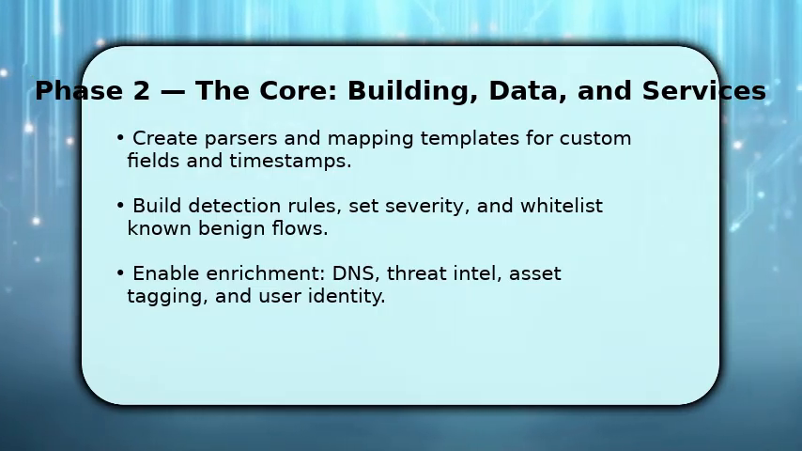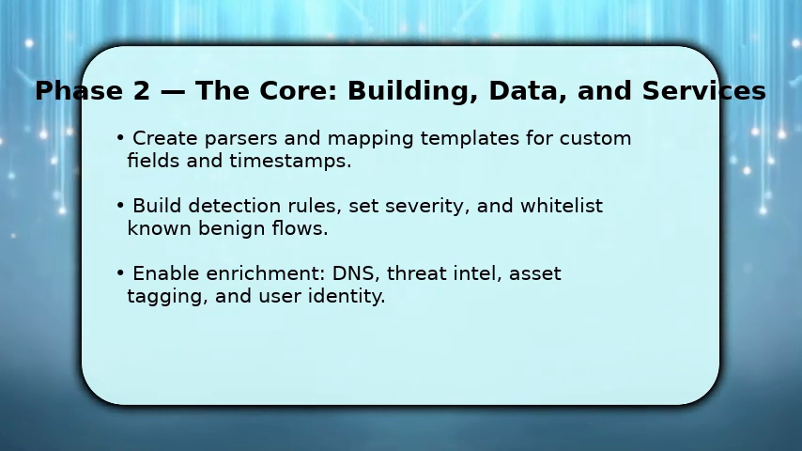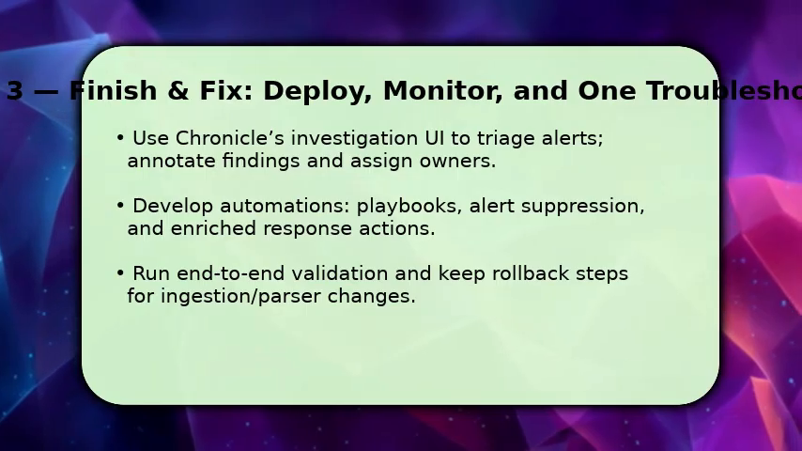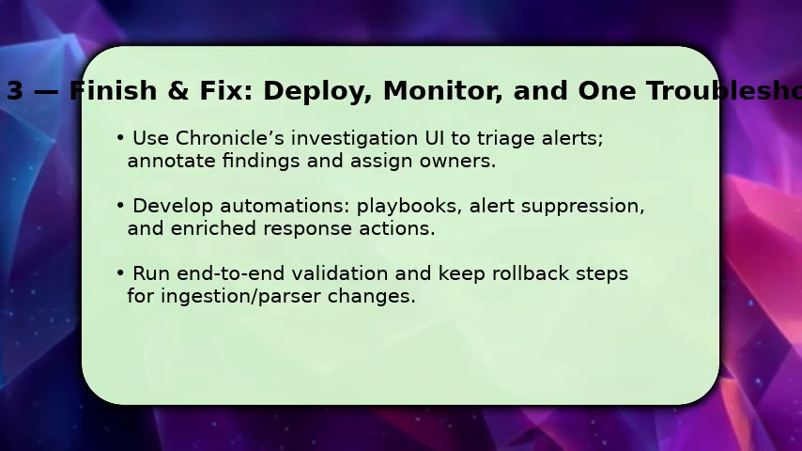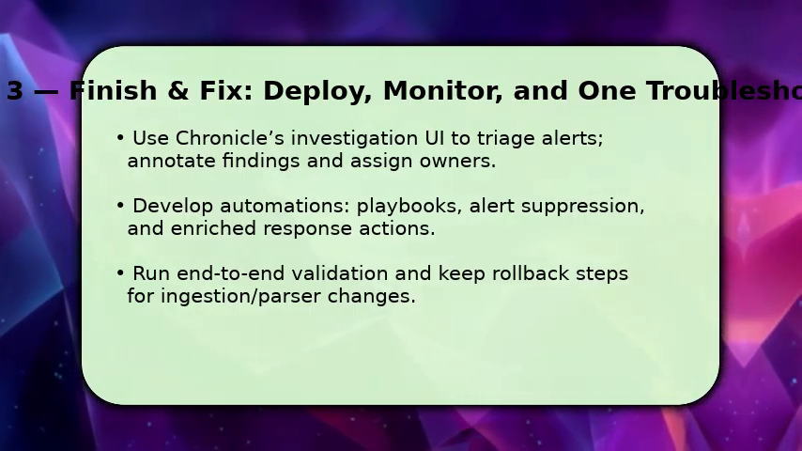You finalize by using Chronicle's investigation tools to triage alerts, annotate evidence, and assign remediation owners. This closes the detection loop. Then automate repetitive responses with playbooks and response actions, but keep safeguards to prevent broad accidental changes.